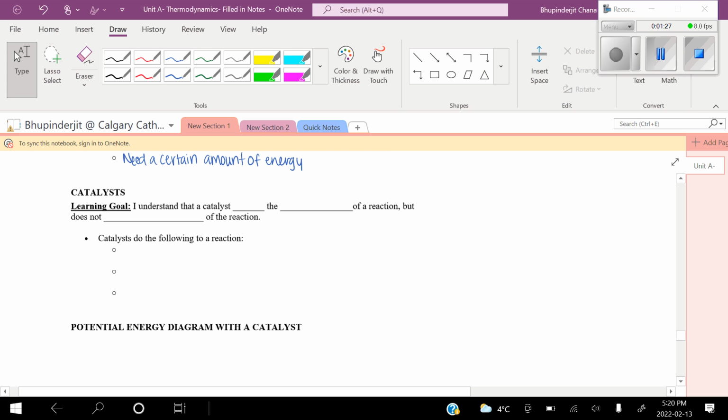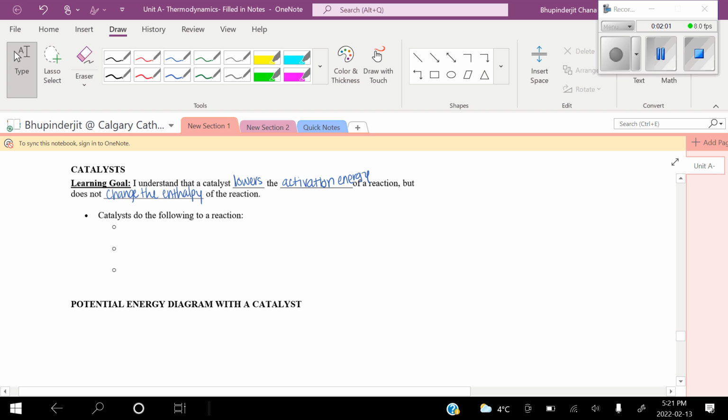All right, next, our learning goal. I understand that a catalyst lowers the activation energy of a reaction, but does not change the enthalpy of a reaction. Catalysts do the following things. They can speed up a reaction.